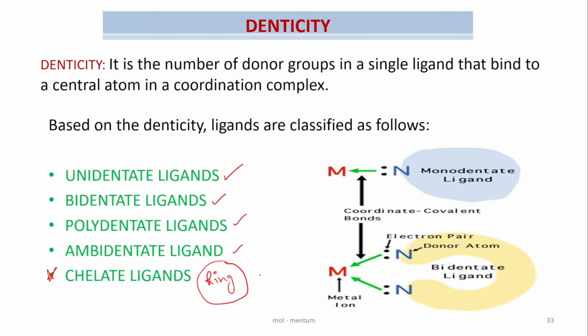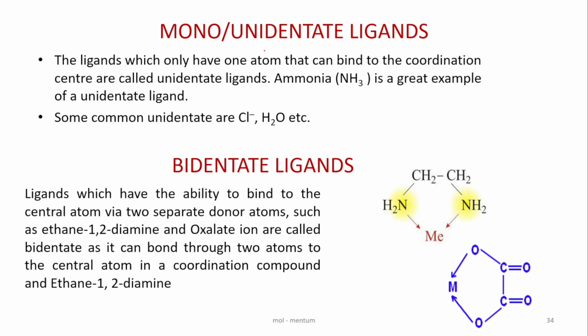This is a property especially of polydentate ligands, which can bind with more than two donor sites, and when they make bonds, they form a sort of ring, like we discussed in the case of chlorophyll. We have a lot of rings, porphyrin, and at the center we have magnesium. Wherever there is ring formation, that particular ligand is called a chelate ligand, or the property is called chelation. So based on the denticity, ligands are classified like this. Now let us discuss it one by one. Monodentate and unidentate mean which can bind only with one donor site, like chloride, bromide, iodide, cyanide, water.